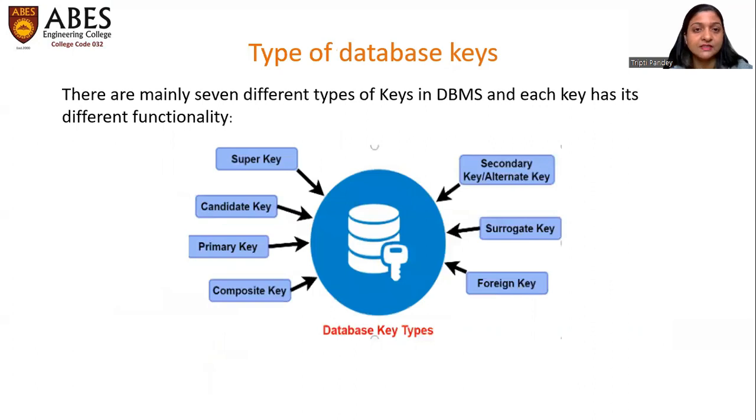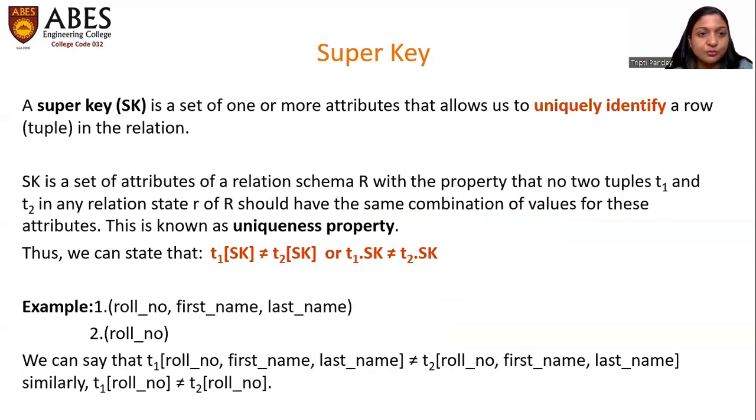Now, next is types of database keys. Mainly, there are 7 keys in DBMS, and each key has its own different functionalities. First, super key, candidate key, primary key, composite key, secondary key or alternate key, surrogate key, and then foreign key. So we will go through them one by one. First is super key. Now let's see the definition.